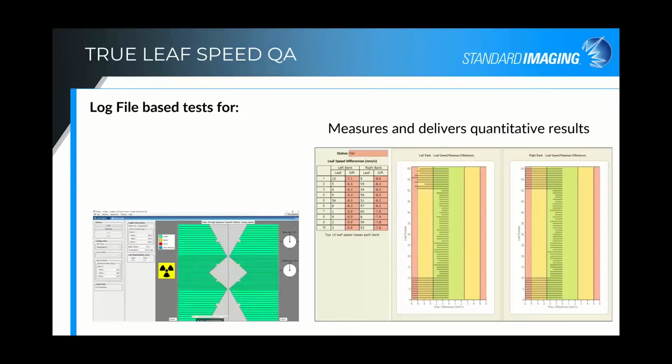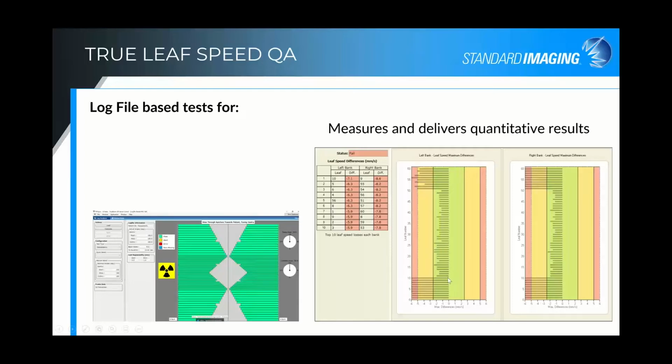Like I said, we also have our log file based leaf speed test. And the nice thing about our tests is that we actually look at each individual leaf. There are some other systems out there that just give you an overview average of the dose rate of the windows, where we actually look at each individual leaf and give you results for each of those individual leaves. For example, here on this screen, showing you the leaf speed results.